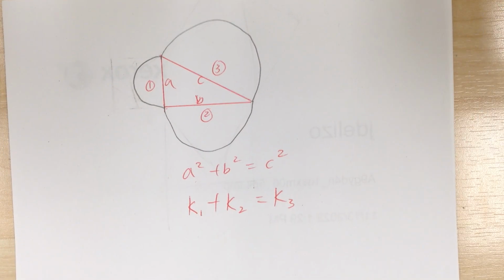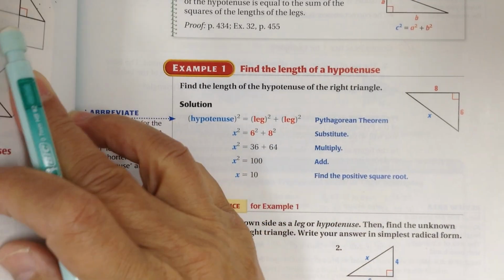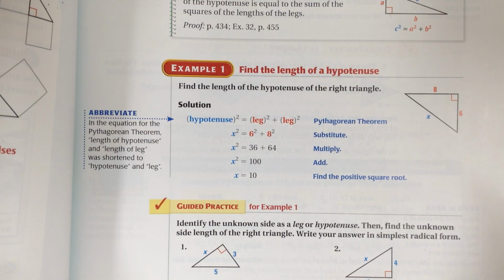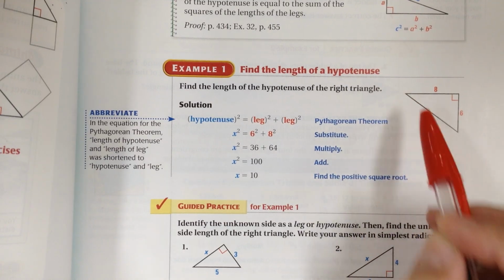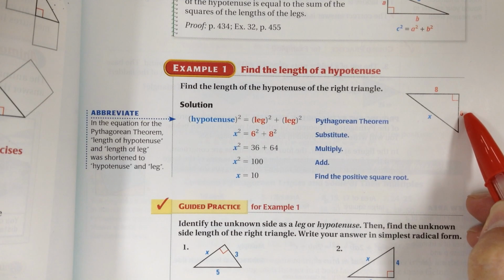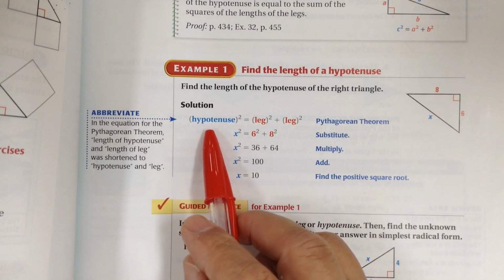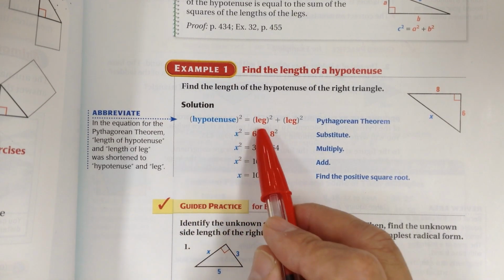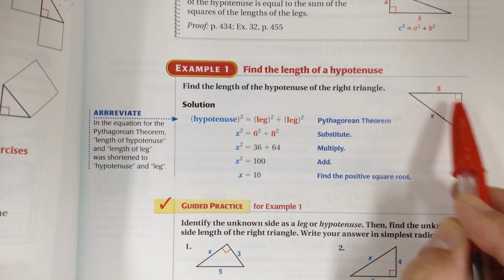Okay, now let's go to example 1, finding the length of a hypotenuse. Again, first, notice it's a right triangle. In order for this to be true, you have to have a right triangle. So when you have a right triangle, it would be the square of one leg plus the square of the second leg equals the square of the hypotenuse. See up here? So hypotenuse squared equals leg squared plus leg squared. So you've got x squared equals 6 squared plus 8 squared.